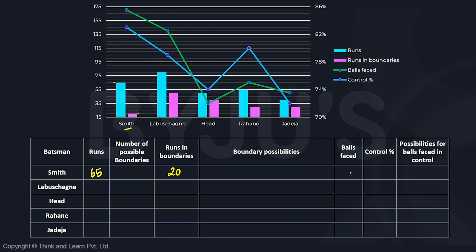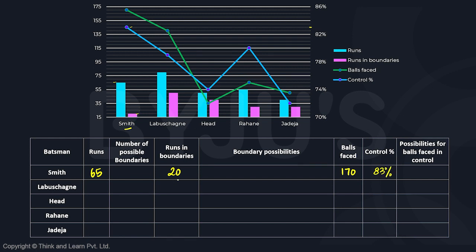Number of balls faced. If you look at the number of balls faced, which is the green one, this is right beneath 175. So this is going to be 170 balls faced. If you talk about the control percentage, it should be 82.5, 83. So this will result in an 83. So this is 83%.